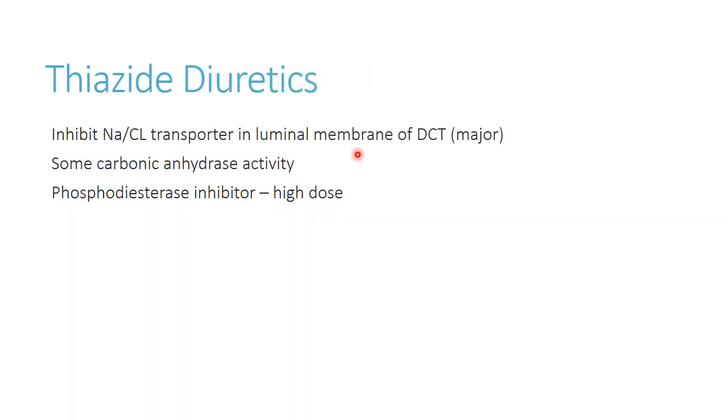So these are going to be working in the distal convoluted tubule. So these are going to be working after the loop of Henle in the distal convoluted tubule. They're going to be blocking the sodium chloride transporter here. Okay. We'll talk about carbonic anhydrase activity. Clinically, we don't really care about this for the thiazides. We'll also see it has a little bit of activity at phosphodiesterase. But again, clinically, this is the big one we're going to focus on for our purposes.